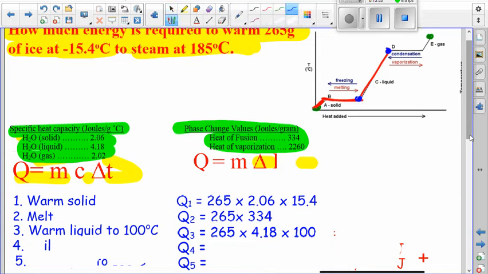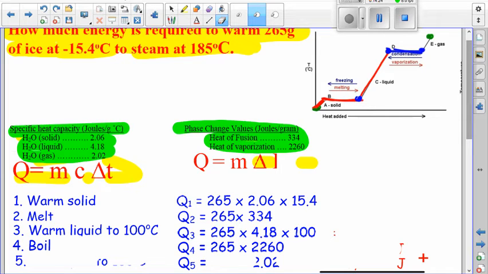Now we're going from this guy to this guy. We're going across the expensive bridge now. So we need to boil that water. Is this Q equals MC delta T or Q equals M delta H? M delta H. Why? Because there's no temperature change. That's right. So M 265. What is the price to go across the expensive bridge? 2,260. That's all you got to plug in there.